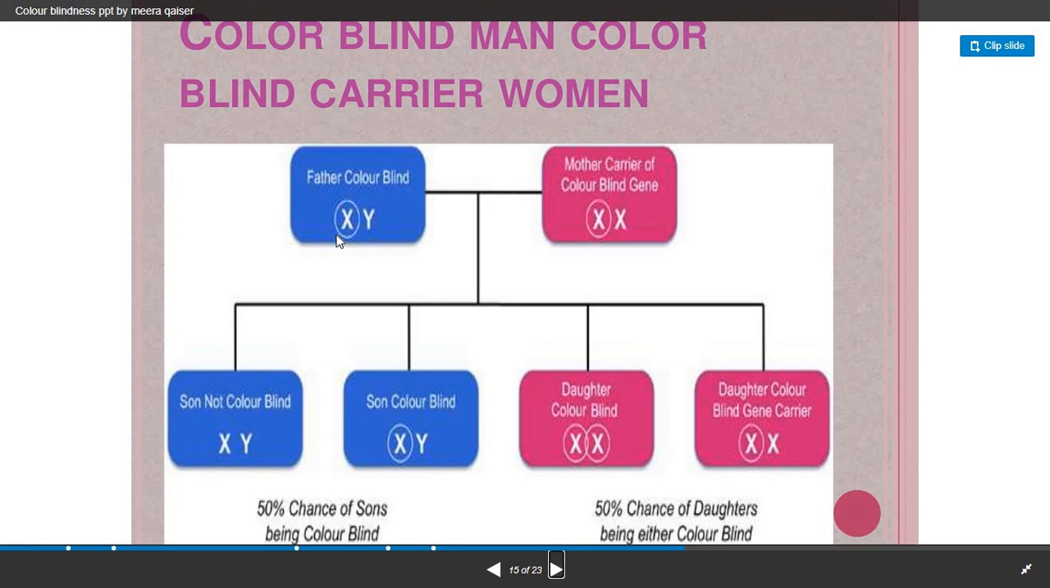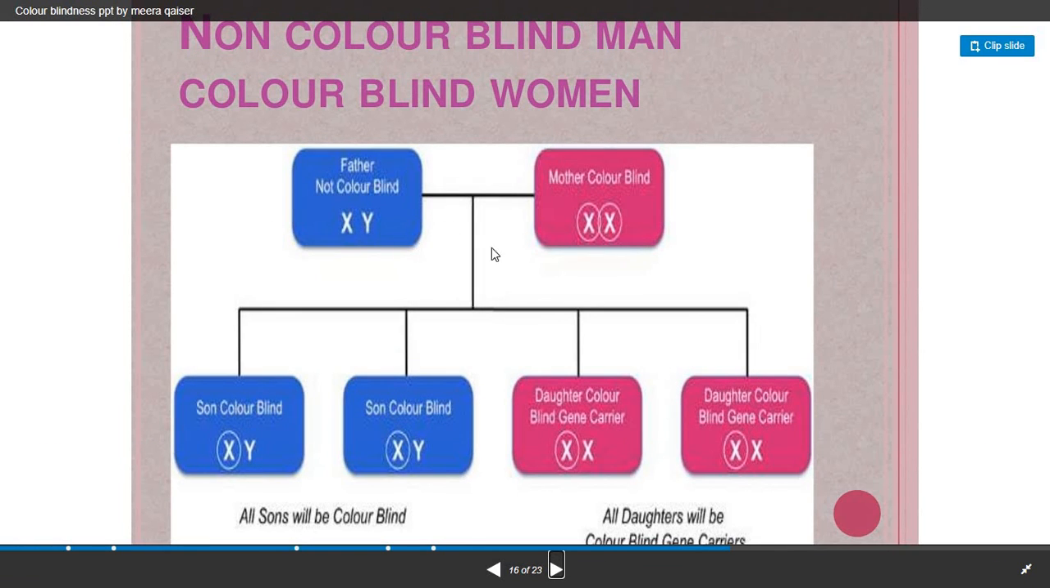Third case, the father is colorblind and the mother is a carrier of colorblindness. Then there is a 50% chance of a son being colorblind, and a 50% chance of a daughter being either colorblind or a carrier. Then this is another case: a normal father and a mother affected with the particular type of disease. If mating between them occurs, what are the possibilities? These are as shown.